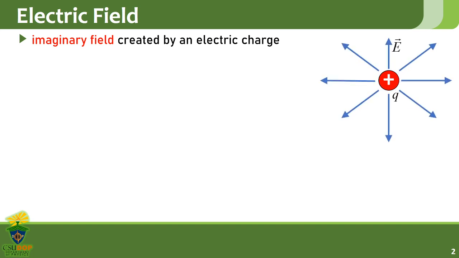Note that the electric field is a vector field. In this image, for instance, the direction of the electric field vector depends on the position where you are measuring the field. It could be upwards or downwards, or to the left or to the right.